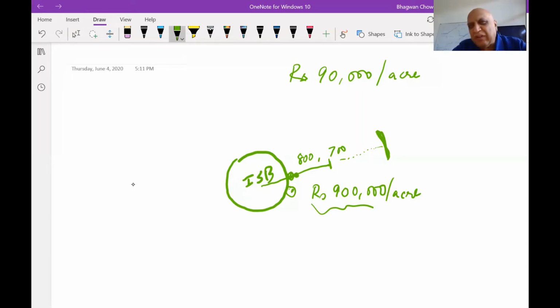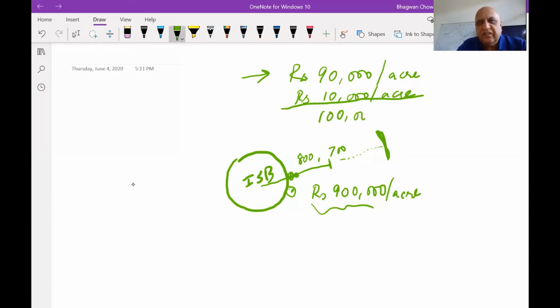Okay, so let me give it a little bit more structure. Let's say the value of the land without development was 90,000, but let's say I need to spend another 10,000 per acre to make this land ready, say it was a farmland. So the total cost of giving up that land is 100,000 per acre. I'm giving up 90,000 in the value of the land in alternative use, but I'm also spending another 10,000 to get it ready for development.